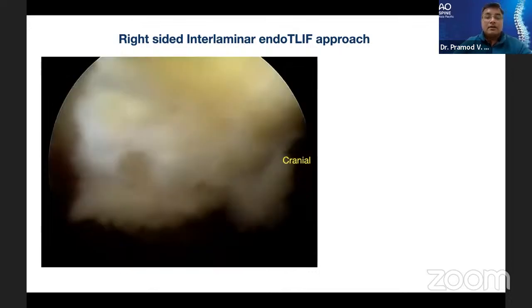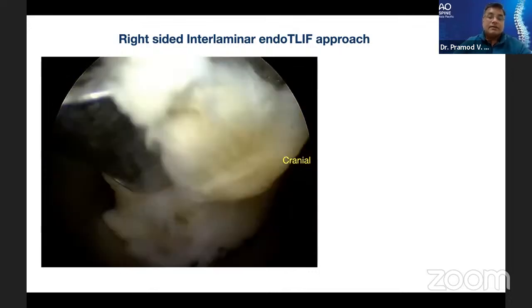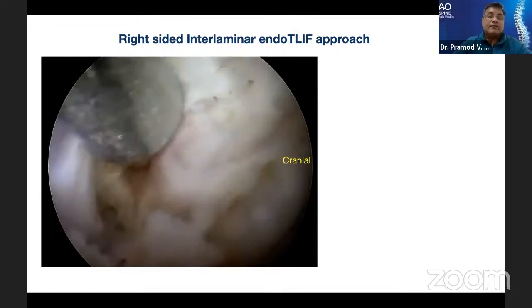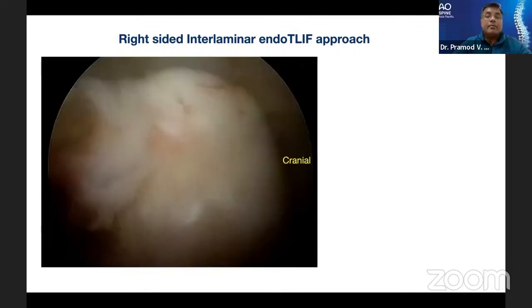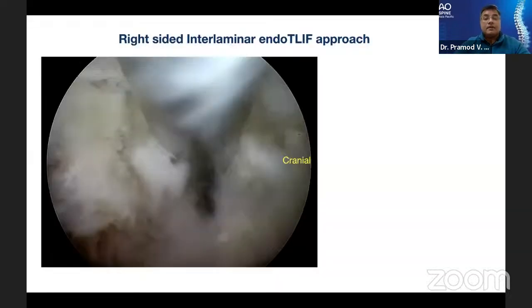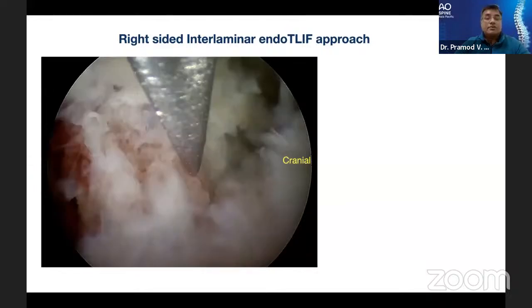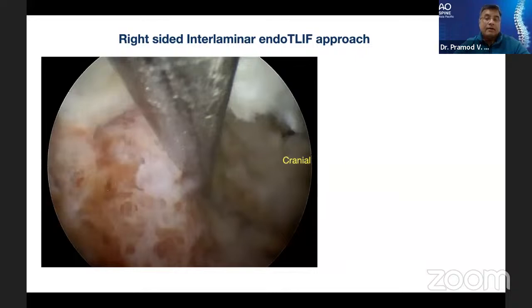There's the single piece, and that's the dural sac. There's the traversing nerve root. You can see a disc fragment there, compressing the traversing nerve root, which I've removed. And this is the cut in the annulus. Again, osteotome is used to separate the cartilaginous end plate from the bony end plate under direct vision.